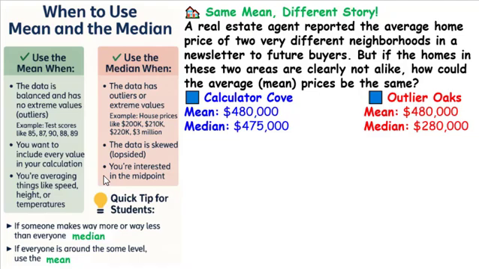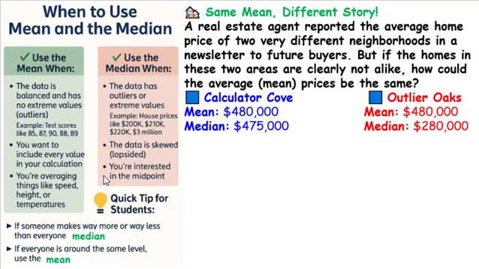When to use the mean or the median? Use the mean when the data is balanced and has no extreme values, outliers, like your test scores, where no 0 was scored. A 0 would be an outlier in this data set because all the grades are either A's or B's. You also want to use the mean when you want to include every value in your calculation. This is why teachers typically use the mean.